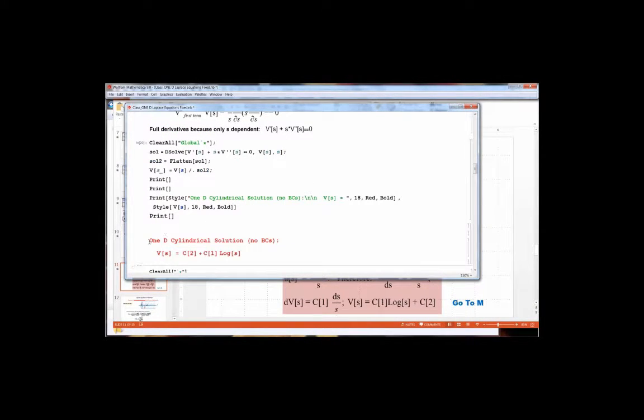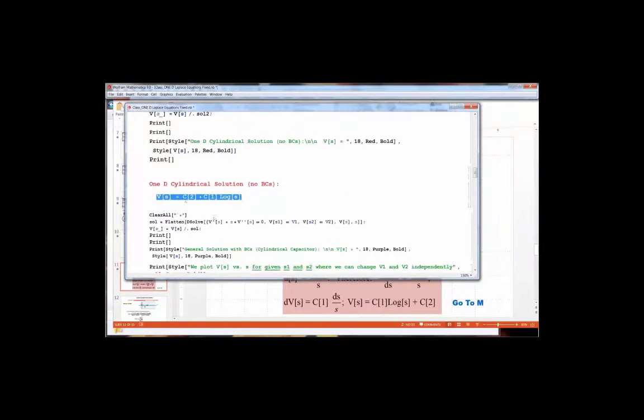So here's what we get. The one-dimensional cylindrical solution, no boundary conditions, is the same thing we got by hand: constant C2 plus C1 times the log of s. We could try to do what we did before. We could put in the boundary conditions, setting s equal to s1, s equal to s2 with the voltages here. But it's easier just to do the whole thing with Mathematica. So here's DSolve, and we start with the curly brackets giving the function, one boundary condition, and then another boundary condition.